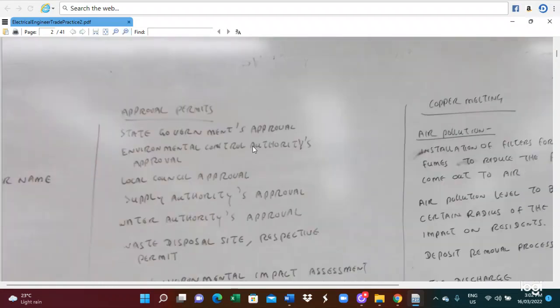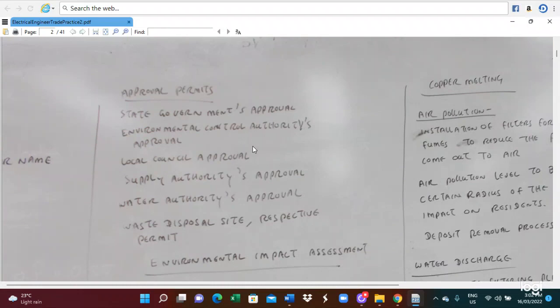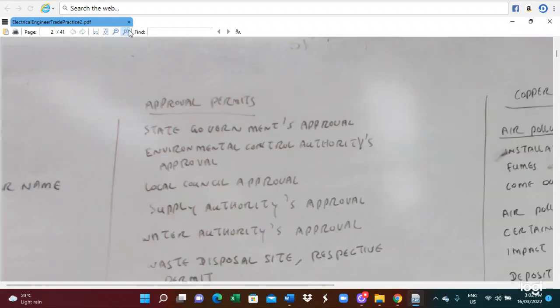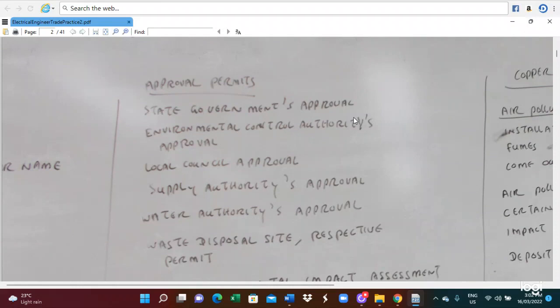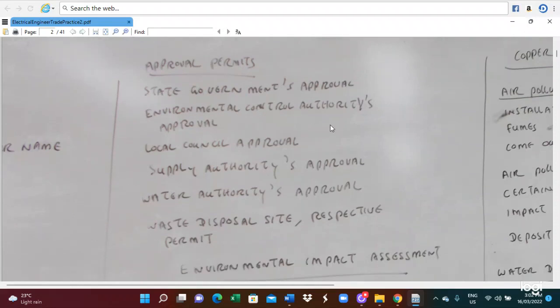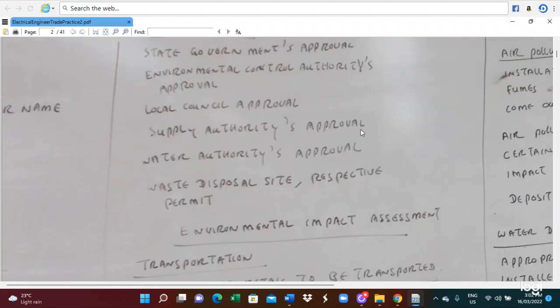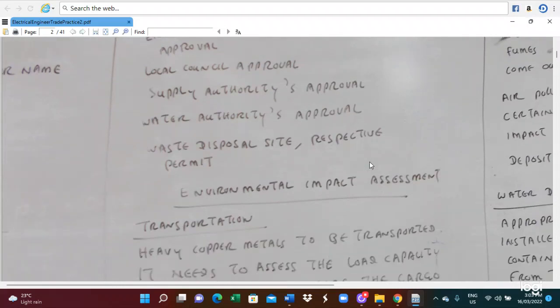Okay, so when we are working as an electrical engineer on an electrical installation, we have to find out the approvals and permits. When you install the electrical installation, we have to seek the permit from the government authority. So the approvals include state government approval, environmental control authority approval, local council approval, supply authority approval, and water authority approval. Those things have to be considered.